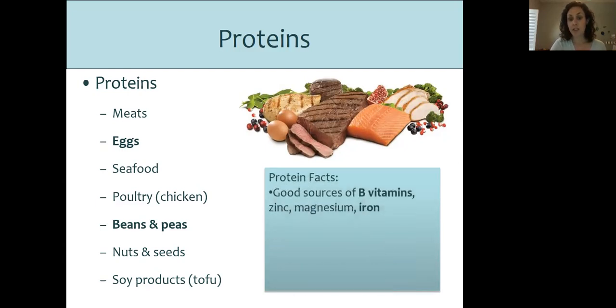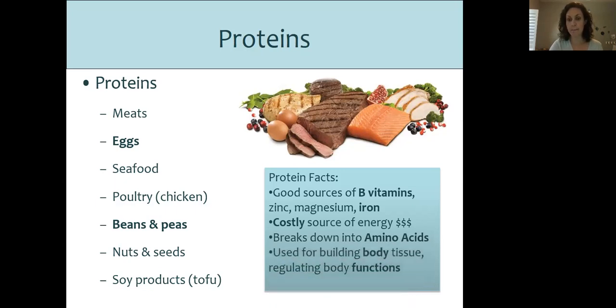Some of the benefits of protein, so it's a good source of B vitamins, zinc, magnesium, and iron. It's the most costly source of energy. So proteins by far are going to cost more in the grocery store when you're actually buying them. When I say costly, I mean like actual money. Proteins are always more expensive. They break down into something called amino acids that our body uses for energy. And it's used for building tissue, regulating our body functions.